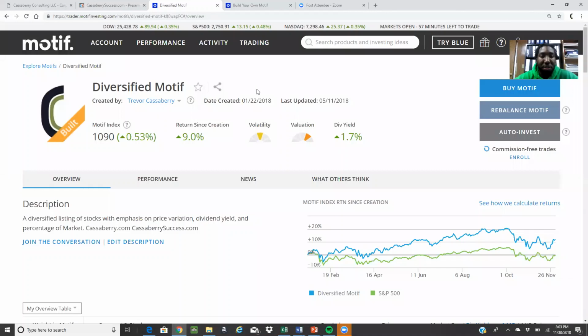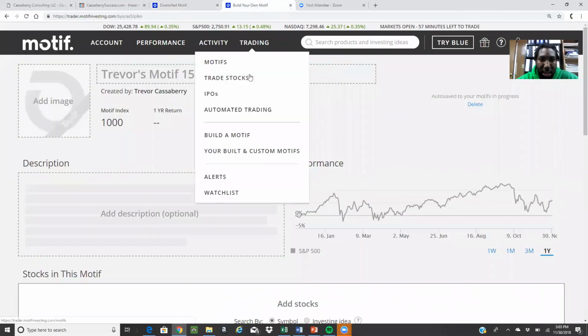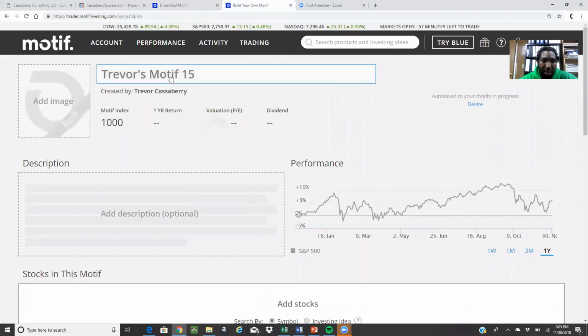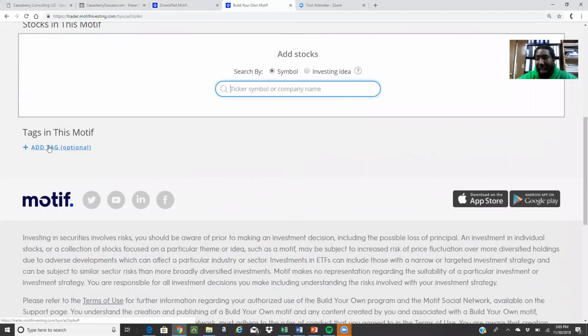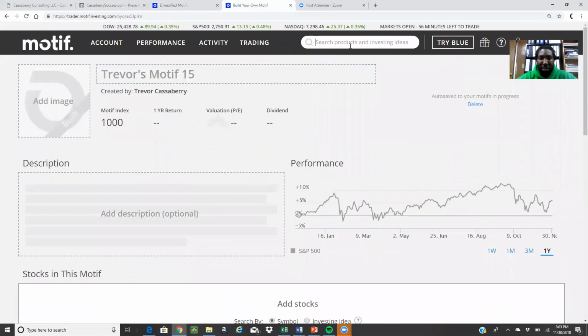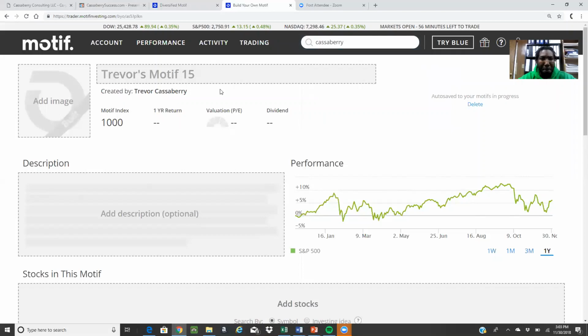When you get ready to build your own Motif, go to the top, hover over trading, and go to build a Motif. It'll take you to this page here. Here's where you put in your title, your picture, your description, all your stocks, and your tags, which are basically like hashtags on Instagram. If people search using these tags, your Motif will pop up. Similarly, if you type in Cassaberry, a few of ours will pop up. We have about 7 or 8 on here right now.